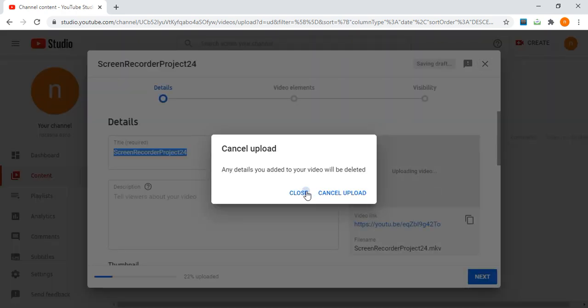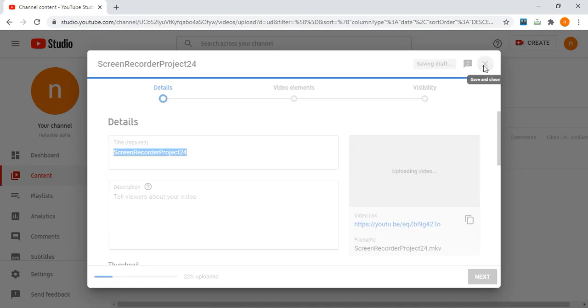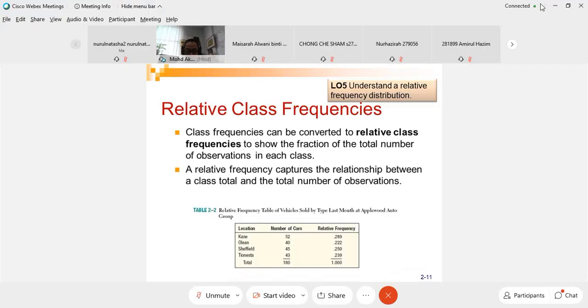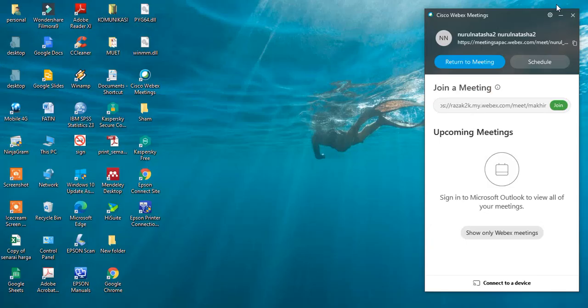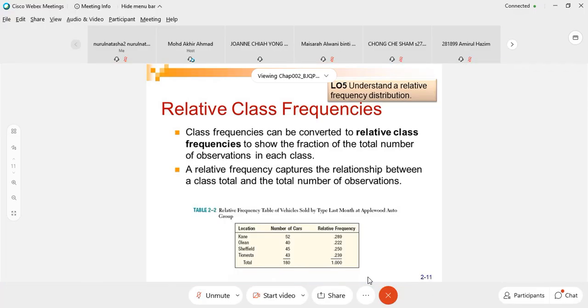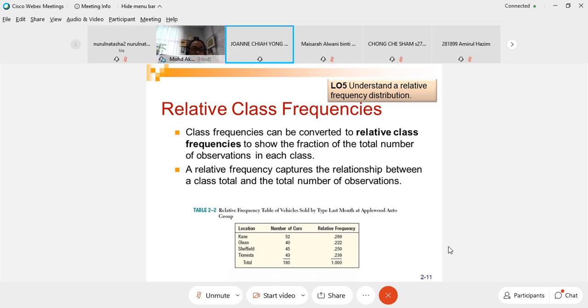So we can ask John Chia Yong Si. Yes, sir. How do we get 0.22? 40 divided by 180. Okay, correct. 40 divided by 180, we get 0.22. 0.22 is the relative frequency for the class of Oleans. Thank you, John. Okay, thank you.